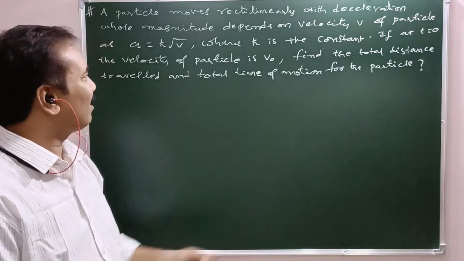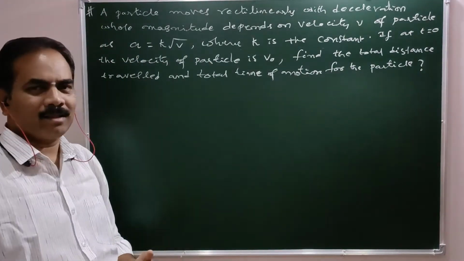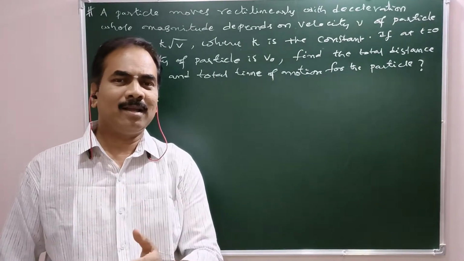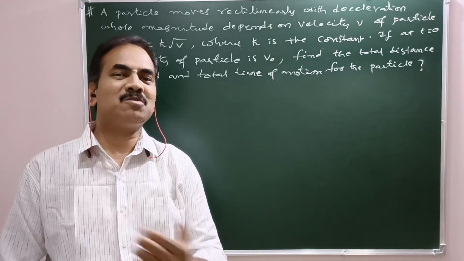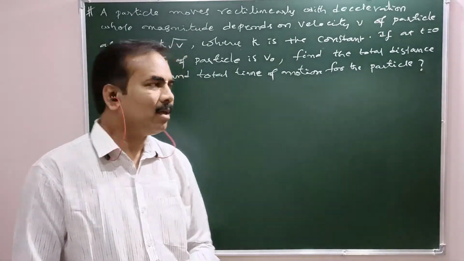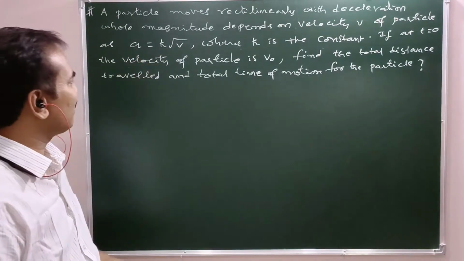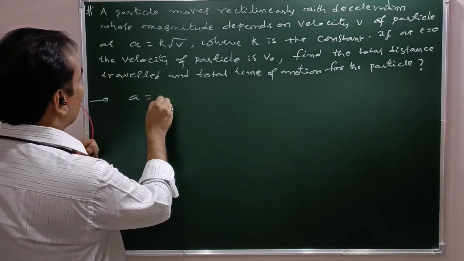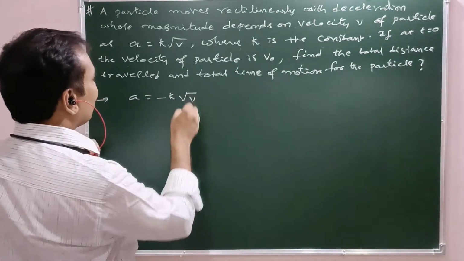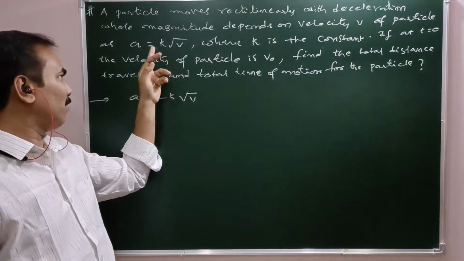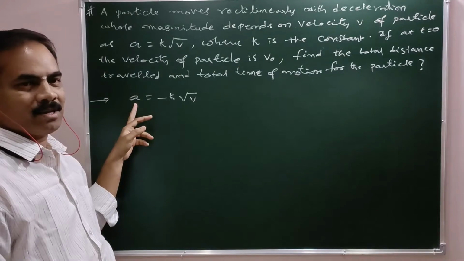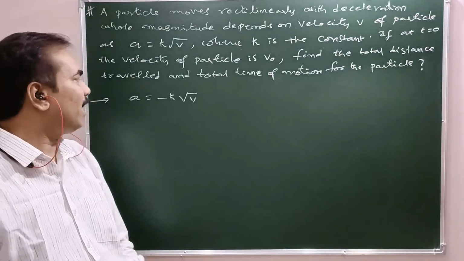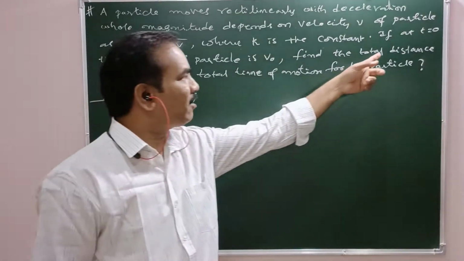Acceleration means there is an increase in speed at every instant, but deceleration means there is a decrease in speed at every instant, and finally it comes to rest at some instant. You are given the magnitude of deceleration, so I take acceleration a = -k root v. The negative sign is there because its speed is decreasing from v0 to 0. So first we need to find the total distance.